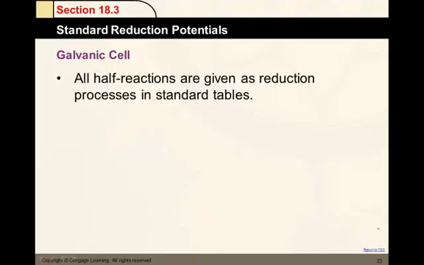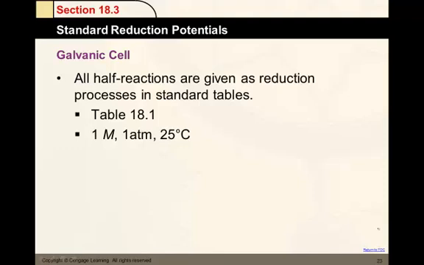All half reactions are given as reduction processes in standard tables. So you can find yours in table 18.1 on page 829 of your textbook. It's actually a bit more comprehensive than the one they give you on the AP exam. There may be some homework questions in which you'll need to use the chart in your textbook as opposed to the one on the cheat sheet. Although, get used to the cheat sheet because you will have that as reference.